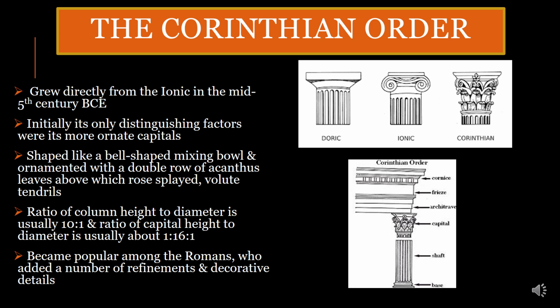Initially, the Corinthian order was used internally in such sites as the temple of Apollo Epicurius at Bassae. By the late 300s, features of the Corinthian order began to be used externally at sites such as the Choragic Monument of Lysicrates and the temple of Olympian Zeus, both in Athens. During the Hellenistic period, Corinthian columns were sometimes built without fluting. The Corinthian order became popular among the Romans, who added a number of refinements and decorative details.